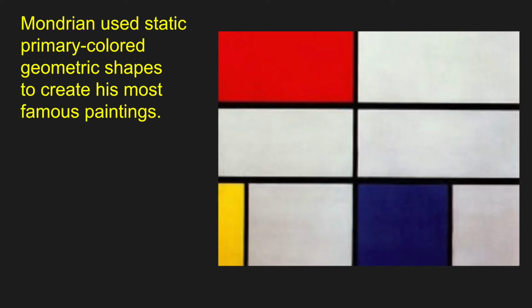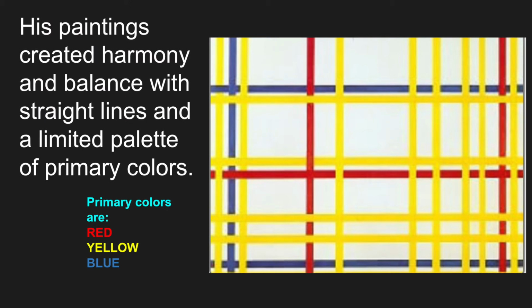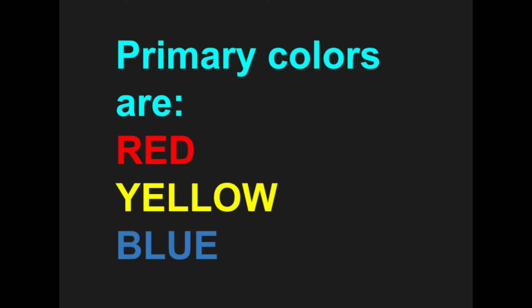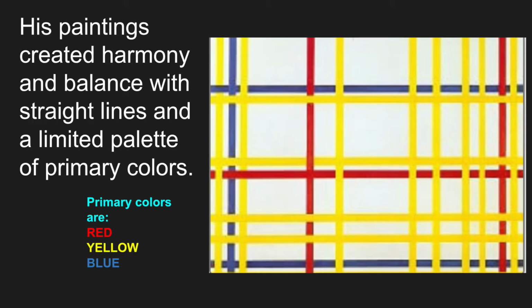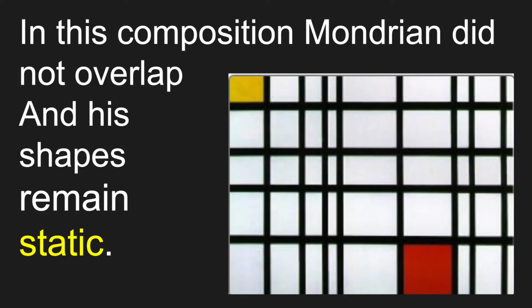Chances are you've seen paintings like this, and Mondrian used static primary colored geometric shapes to create balance and rhythm. His paintings created harmony and balance with the straight lines that he made out of primary colors, the red, yellow, and blue. And he did a number of these red, yellow, and blue flat type paintings. But if you look closely at this one, there's some dynamics to it. It's not just static. There is overlapping that creates movement. So study this one and then take a look at this. He did not do any overlapping, and his shapes all remained static in this painting.